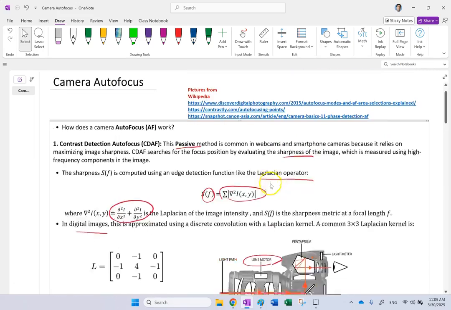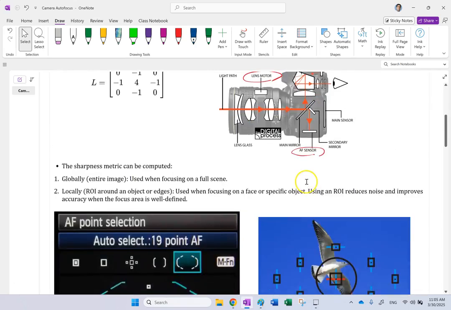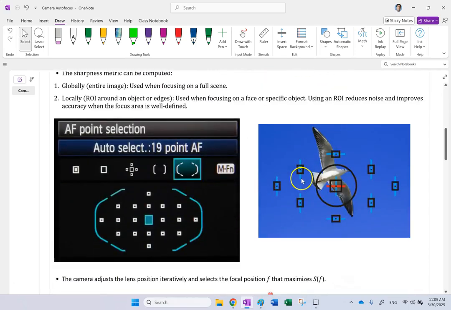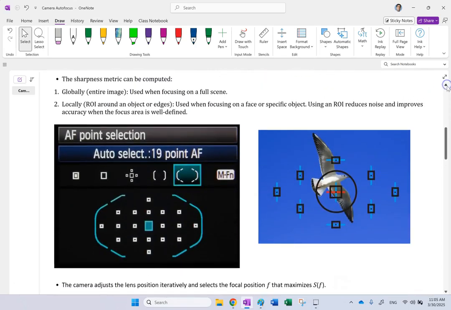So that is the most common technique, as I said. And again, as I said, the sharpness metric can be calculated over the entire image globally or over specific points. Okay, so you can center it, you can have several points and so on.